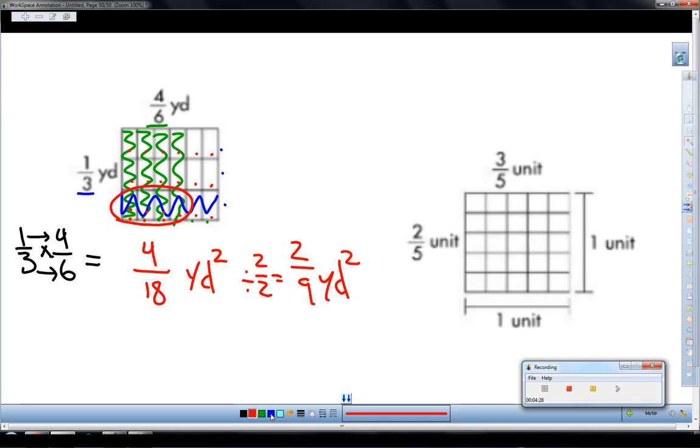All right. For the purposes of the next one, I'm going to do that number in blue and that number in green. Go ahead and pause the screen and try it on your own.